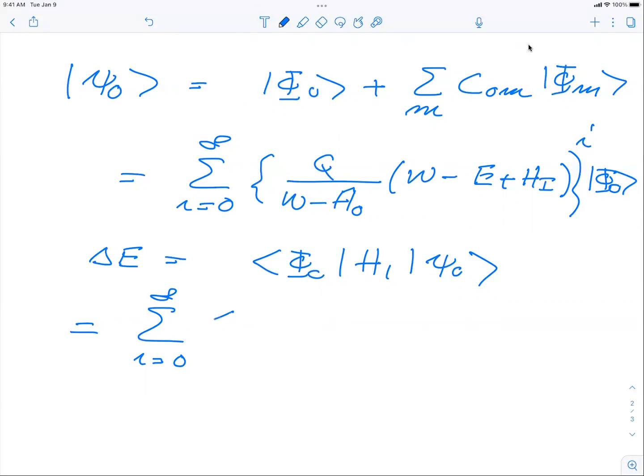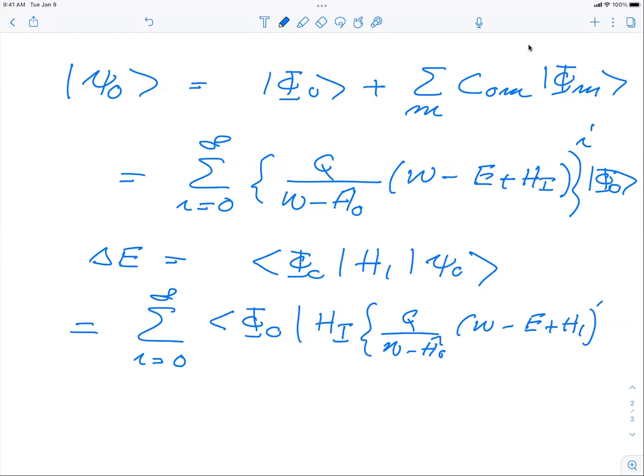So in this case, what we end up with is this expression here. We would then have an h of I multiplied with q of omega minus h0, and then we have omega minus e plus h of I to the power of I, and this is given by phi 0 here.